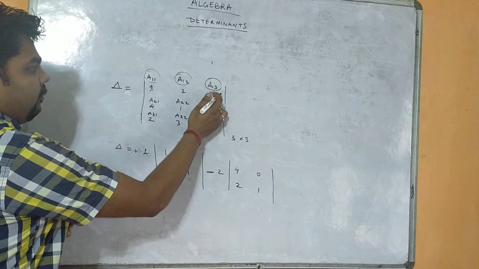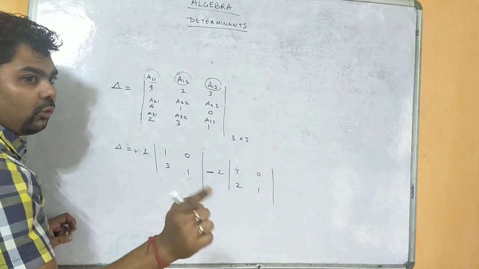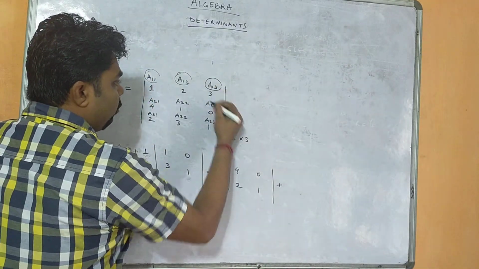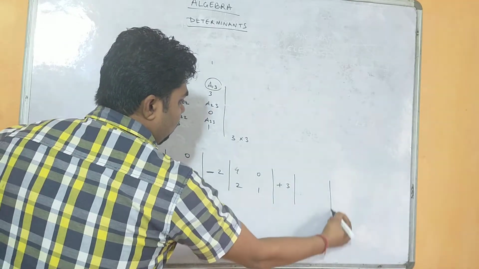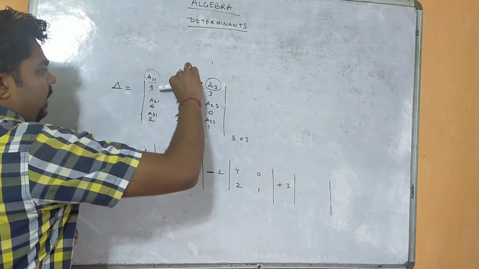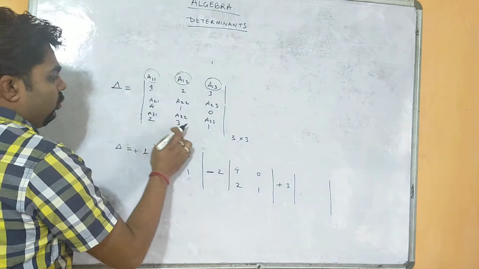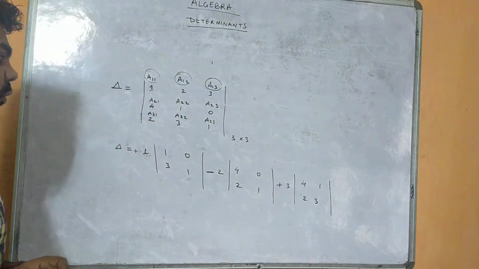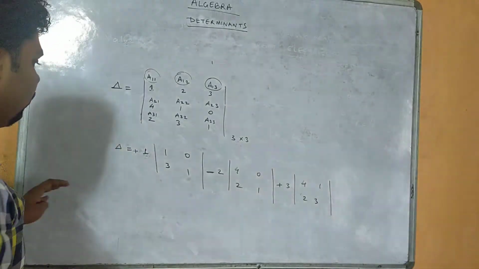Now again we need to find for 3. Now 1 plus 3 is 4. 4 is an even number. Therefore plus, and in this position we have 3. We'll hide the row and again the column. We'll get 4, 1, 2, 3. Right? So this is how we get the value of any 3 cross 3 determinant.